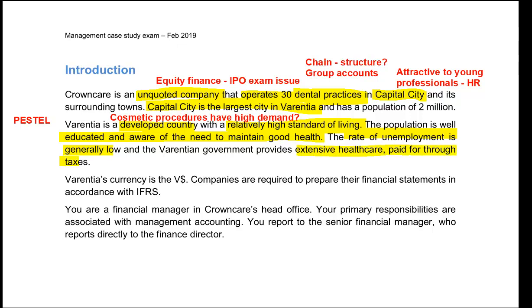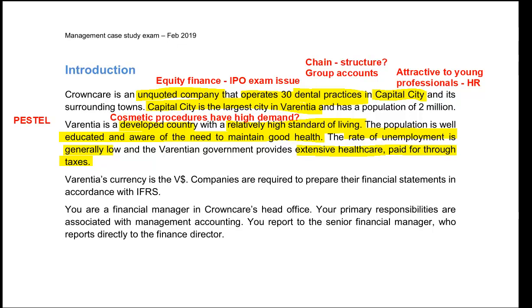Now, several things that we need to speak about here. So, the first sentence about the rate of unemployment being generally low, this is an economic and social PESTLE factor for us to consider, especially when we move on and see that the extensive healthcare is paid for by the government. So there's a number of PESTLE factors: the politics of having that healthcare policy for the wider population, the economic factors such as having this rate of unemployment being very, very low.